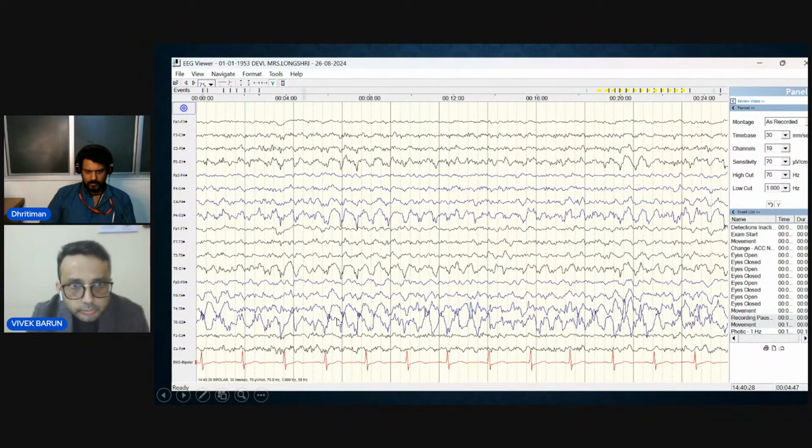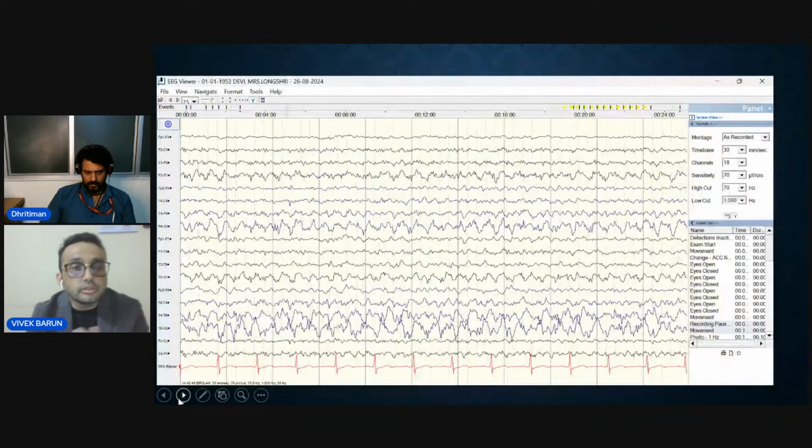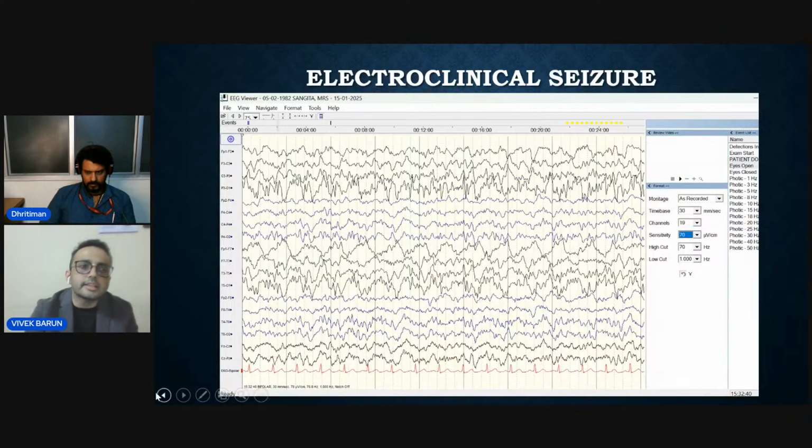Now it has become more spiky and increased in frequency. So it is showing evolution in morphology, in frequency, as well as location. And again, it has lasted for more than 10 seconds. So the patient whose MRI I just showed you was having clinical manifestation because of frequent electrographic seizures coming from this area. He was practically in NCSE.